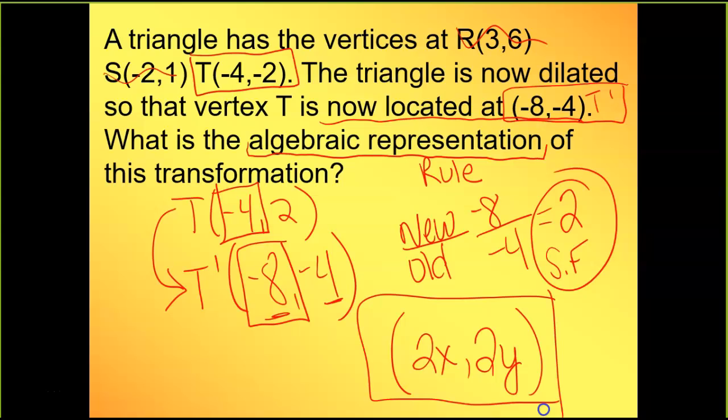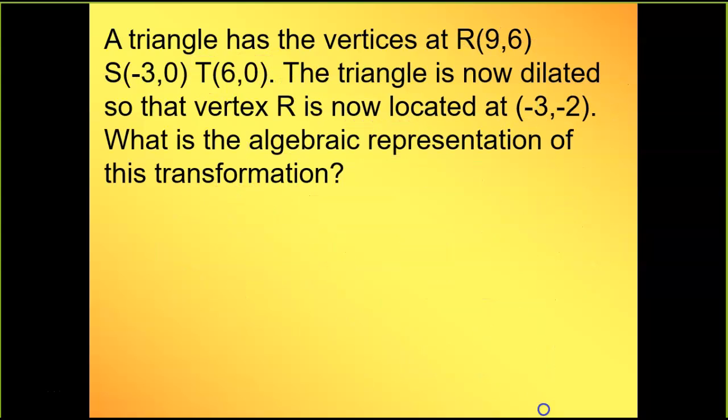Y'all did that pretty well. All right, you try this one. Find your scale factor, write the rule. Hold on, give everybody a chance. What's this new point going to be called? Prime of what point? So we can label that R prime. All right. Find your scale factor. Ooh. Might need to write it down so you can write the new over old.